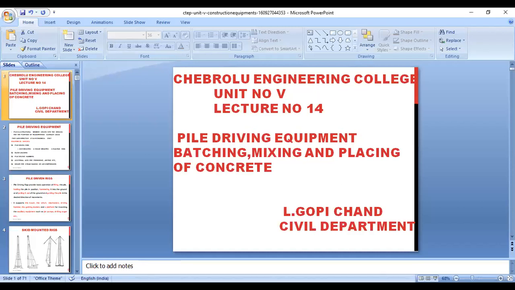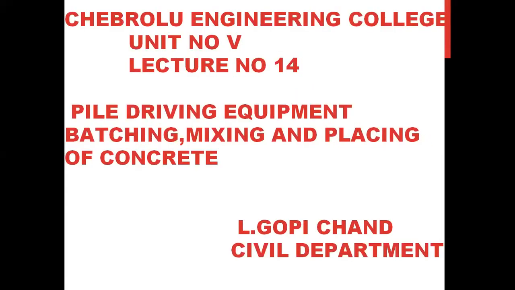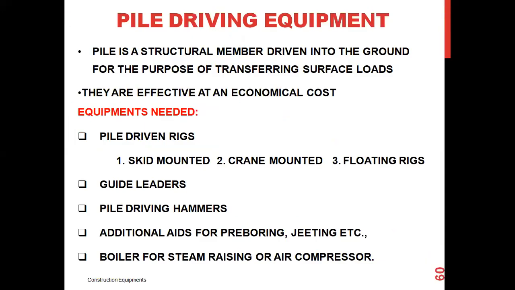In this lecture, we are going to discuss pile driving equipments, what are the different types of pile driving equipments, and batching, mixing, and placing of the concrete. What are the different equipments we have for pile driving? Pile driving rigs, which are of three types: skid mounted, crane mounted, and also floating rigs. Guide leaders, pile driving hammers, additional aids for pre-boring, jetting, etc. And boilers for steam raising or air compressor.